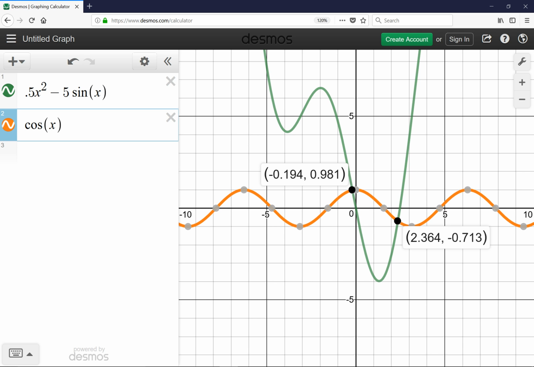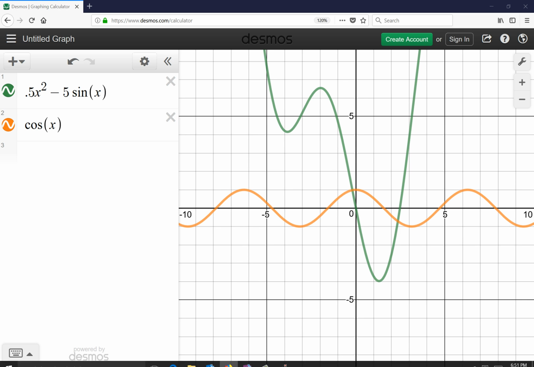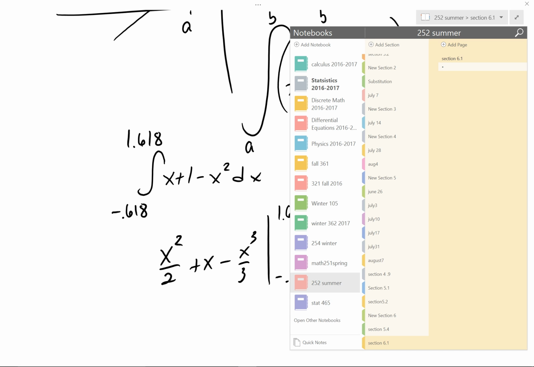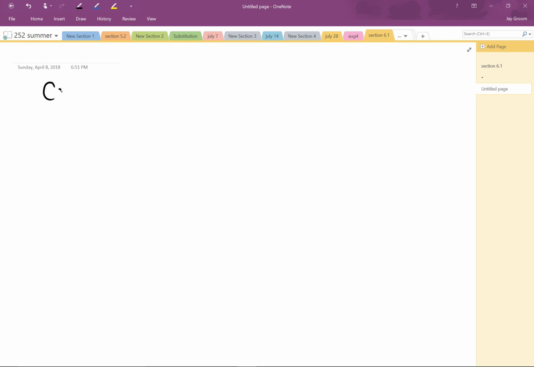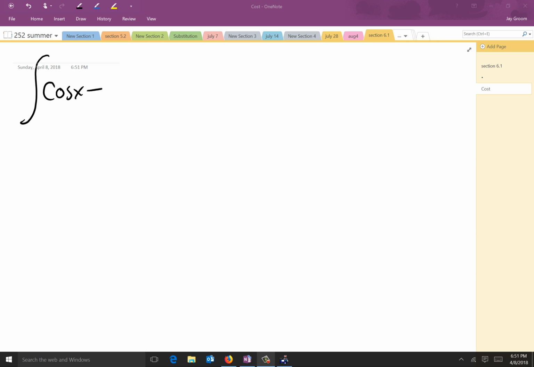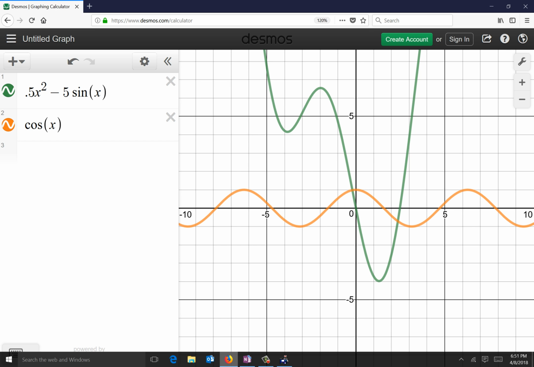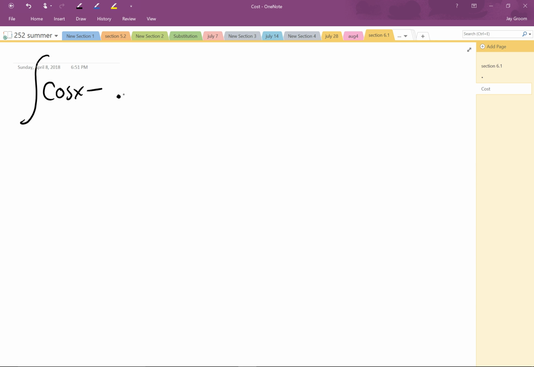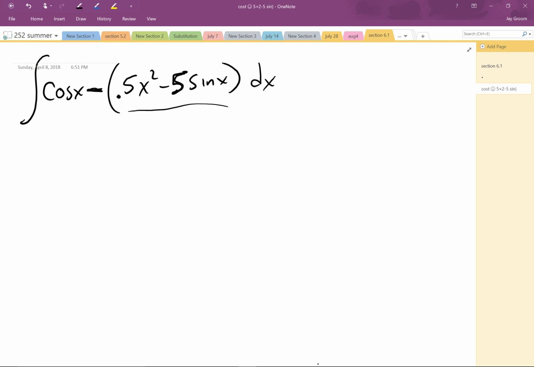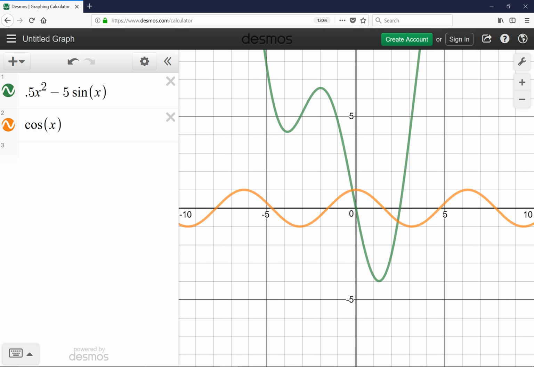Okay, I could find that region. And in finding that region, I'd want to take the orange one, because it's on top, minus the other one. So in this case, it would be the cosine of x minus the other function. And I, for the life of me, don't remember what the other function was, so bear with me. 0.5x squared minus 5 sine x. Okay, now be careful. This is a classic screw up people forget to do. They forget to subtract the entire function. Been there, done that so many times it's embarrassing, to be quite honest with you.